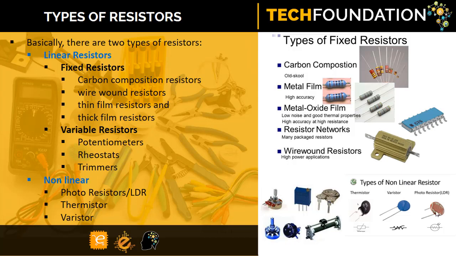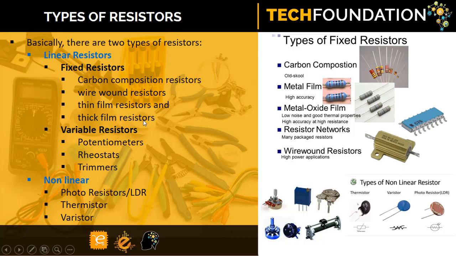Linear resistors, on the other hand, obey Ohm's law. Now, there are two types of linear resistors. We have the fixed resistors and the variable resistors. Fixed resistors have fixed resistances, as their name implies, and we have four flavors. We have the carbon composition resistors, wire wound resistors, thin film resistors, and thick film resistors.